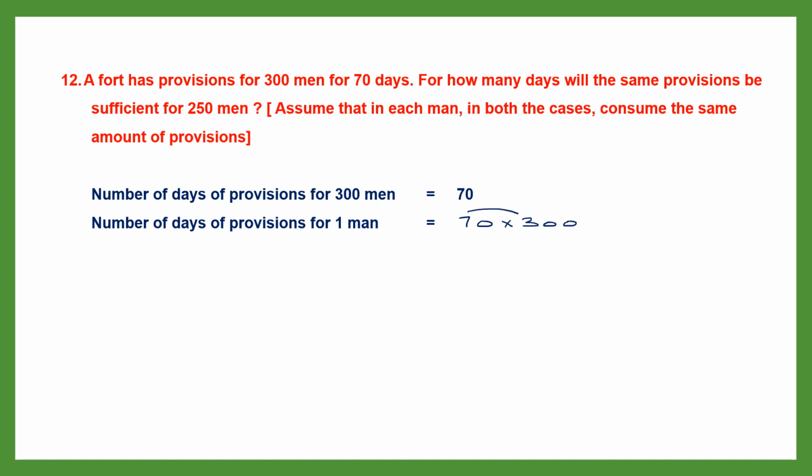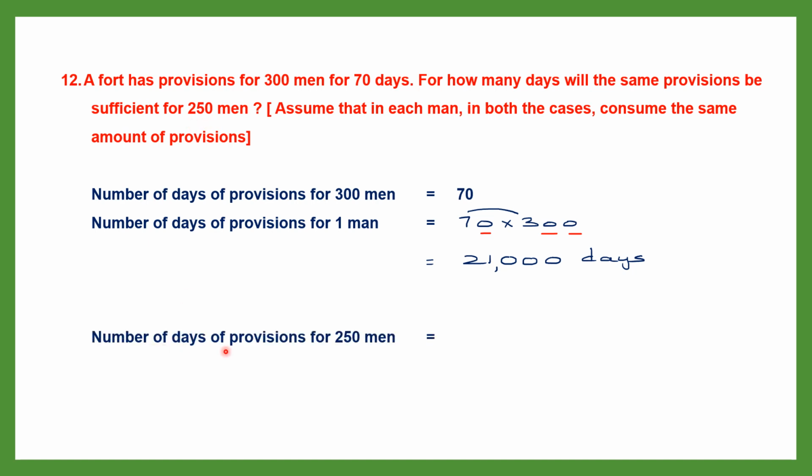So let's multiply 70 into 300. So multiply 7 into 3. 7 threes are 21. Now count the zeros. 1, 2, 3. Add the zeros. So that's 21,000 days. So can you see, if there's only one man, he can use it for so many days. Now we have to find for 250 men. So number of days of provisions for 250 men. For one man, it is 21,000 days.